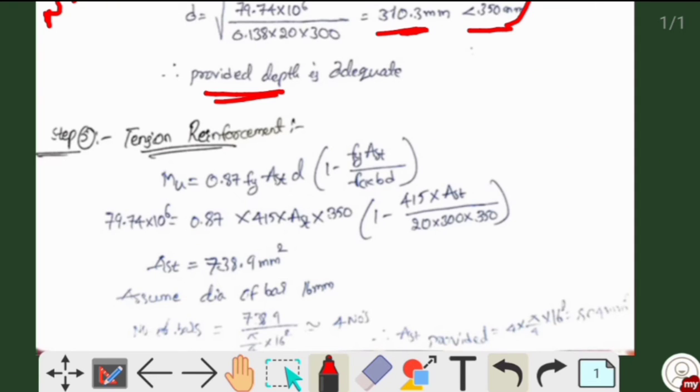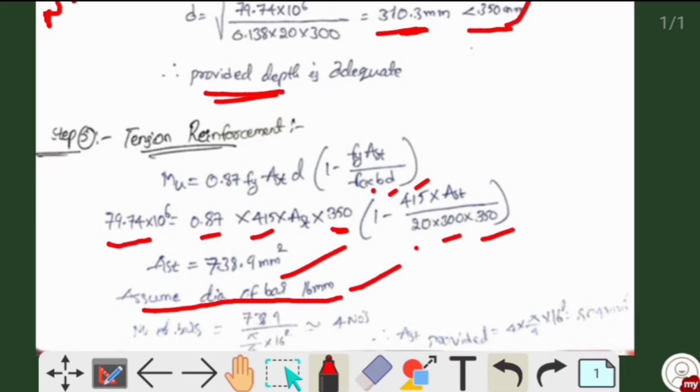Next step is tension reinforcement. Mu is equal to 0.87 fy Ast into 1 minus fy Ast by fck b d into b into d. Mu is 79.74 into 10 to the power of 6 equal to 0.87 into fy 415 into Ast into 350 into 1 minus 415 into Ast divided by fck 20 into b 300 into effective depth 350 mm. By solving this, we get Ast equals 738.9 mm square.